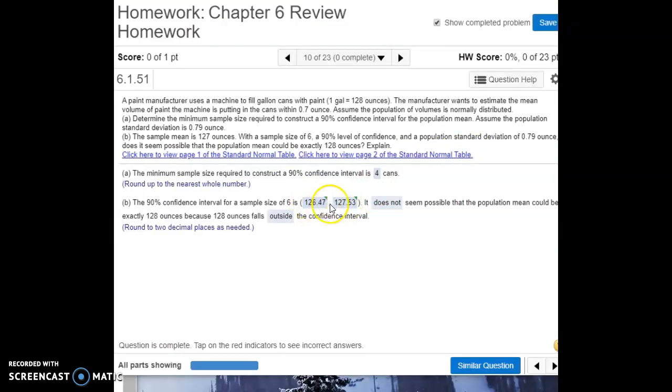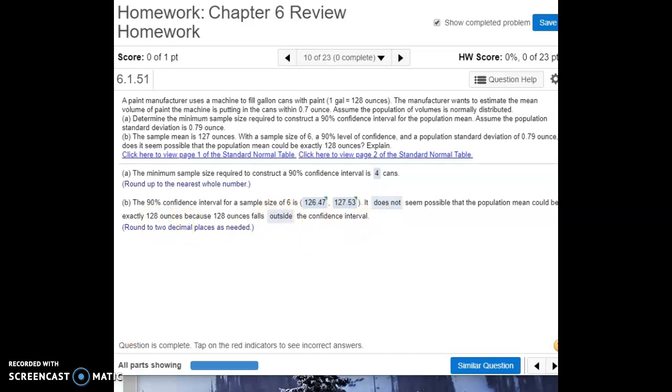So after entering in our confidence interval, the follow-up question is, does it seem possible that the population mean could be exactly 128 ounces? Well, 128 is outside of our interval that we are confident the mean lies somewhere in between these values. So it doesn't seem possible that the mean would be exactly 128 because it is outside of our confidence interval.